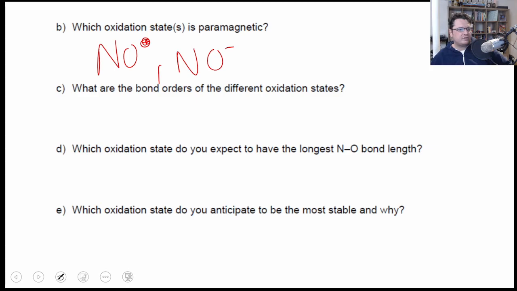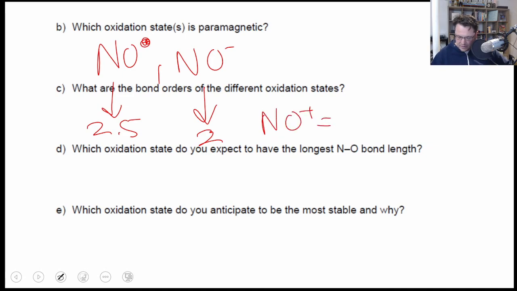What are the bond orders of the different oxidation states? I already talked about that earlier. For NO dot, it's 2.5. For NO minus, it's 2. And for NO plus, it's equal to 3, because all you have to do is count up the number of bonding electrons, subtract out the number of anti-bonding electrons, and divide that by 2. And you get the bond orders in those cases.